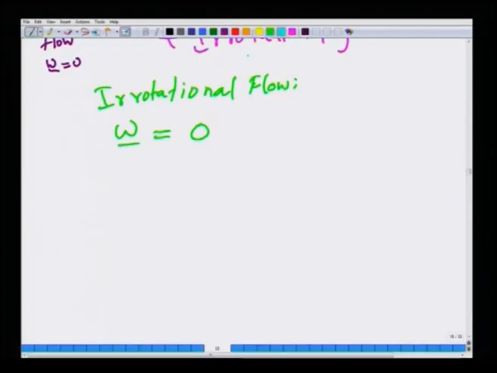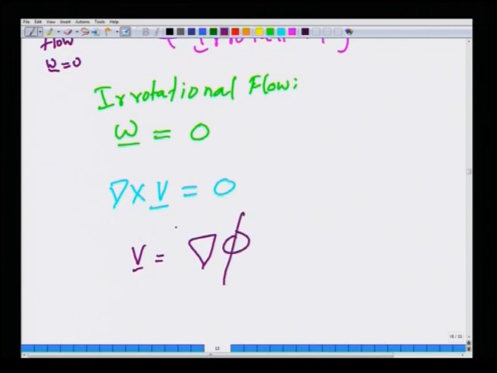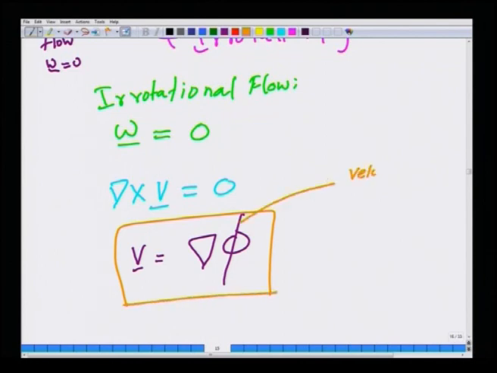Vorticity is the curl of the velocity vector. Whenever the curl of a vector field is 0, you can write the vector field to be the gradient of a scalar function, okay, and conventionally this is called the velocity potential, and hence inviscid plus irrotational flows are called potential flows, because the velocity is determined by a scalar potential.